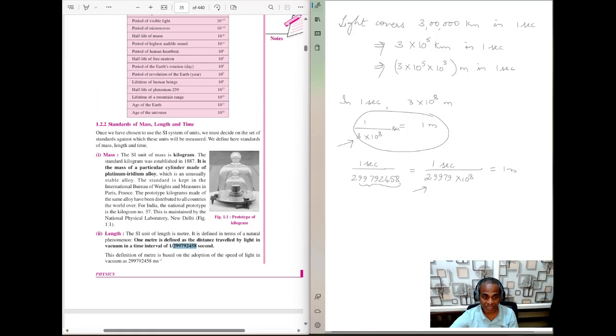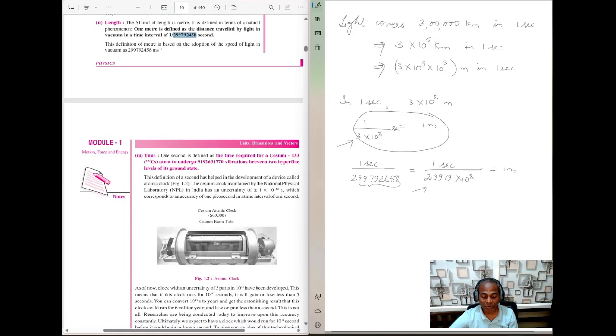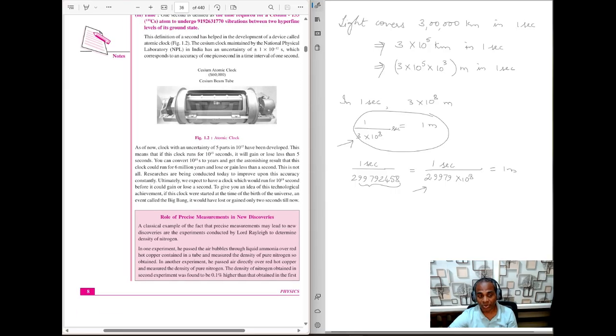Later on, it has been further refined, and 1 second is now defined as the time required for a particular isotope of cesium atom. We'll understand isotope later. So, the time required for this particular isotope to undergo these many vibrations between two fine levels. We will understand this in more detail when we discuss atoms and nuclei further down, in the atoms and nuclei units.